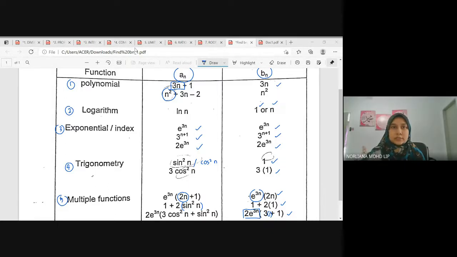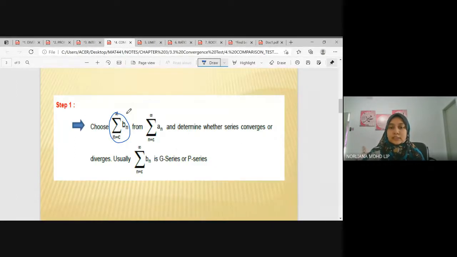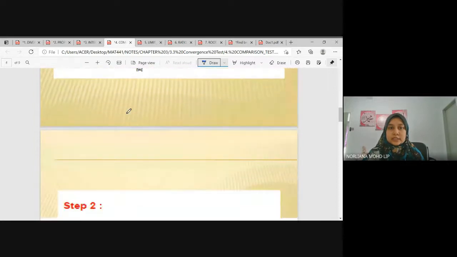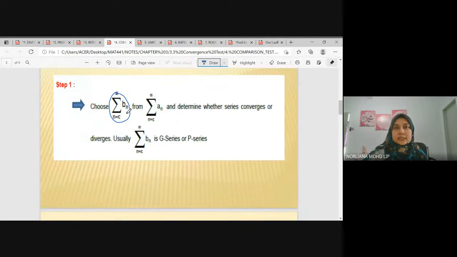Okay, no questions. Let's look back at the theorem, comparison. We already know Bn. Then we test the convergence test for Bn. So we refer to this. If Bn is in the form of a geometric series, we look at the geometric series test, at R. R less than 1, converge. We need to look at the test before this. R greater than 1, diverge.